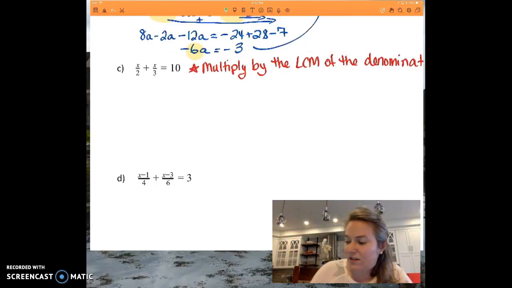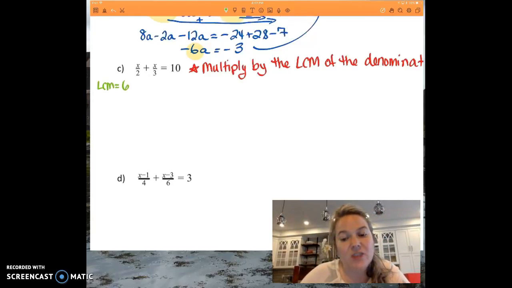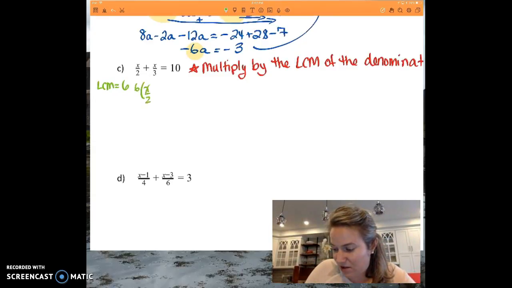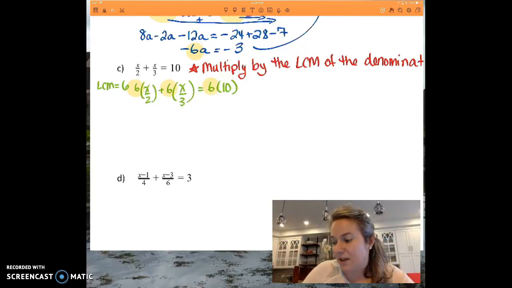Let's switch back to green. The LCM here is 6 because the denominators are 2 and 3, so the lowest common multiple is 6. So I'm going to multiply everything by 6. So I'm going to have 6 times x over 2 plus 6 times x over 3 equals 6 times 10. Note, the 6 multiplies everything. It's really, really important.